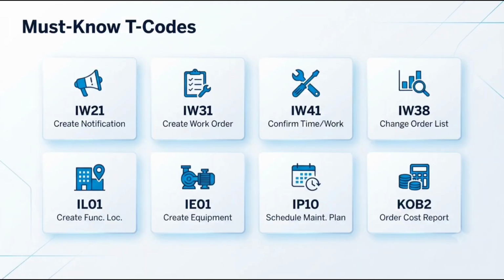Here are some of the most useful transaction codes in SAP PM. IW21 is used to create a notification. IW31 creates a work order. IW38 displays a list of work orders. IP10 is used for scheduling maintenance plans. IL01 and IE01 help create functional locations and equipment. IW41 is for confirming work.